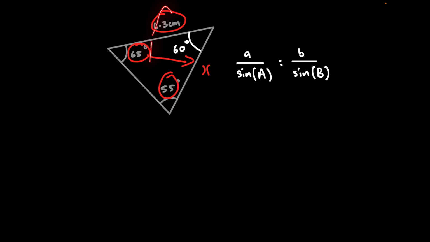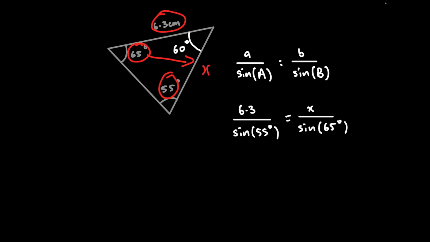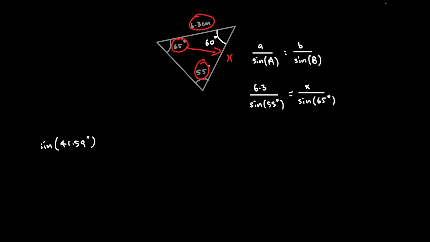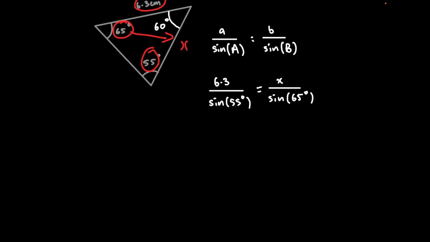So we have this pair of opposites that we know. We have the angle and the opposite side known. So we can say that 6.3 centimeters, which is our side that we know, divided by the sine of 55 degrees, the opposite angle, should be equal to x, which is our missing side, divided by the sine of 65 degrees, the opposite angle. If we wanted to solve this equation, we want to rearrange it first.